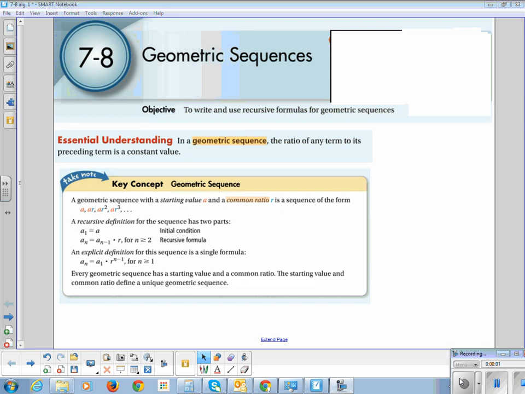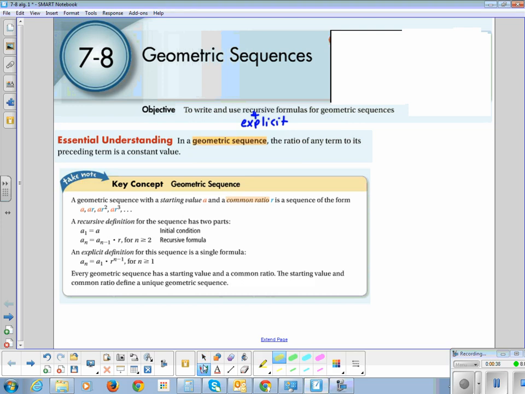This is 7-8 geometric sequences. Our learning objective is to write and use recursive formulas for geometric sequences. We're also going to do explicit formulas. So let's put that on there. Recursive and explicit formulas for geometric sequences. So definitely write that down.